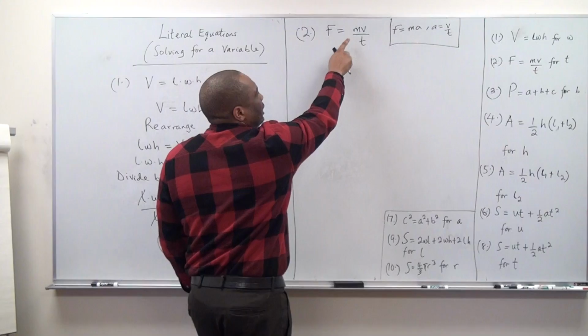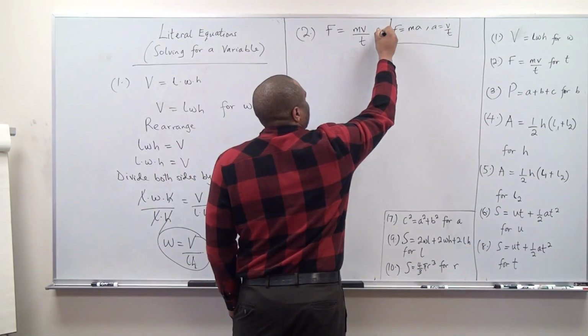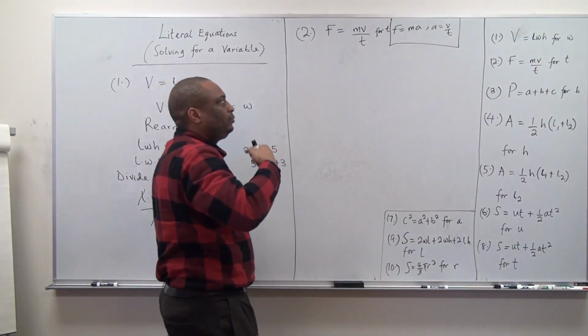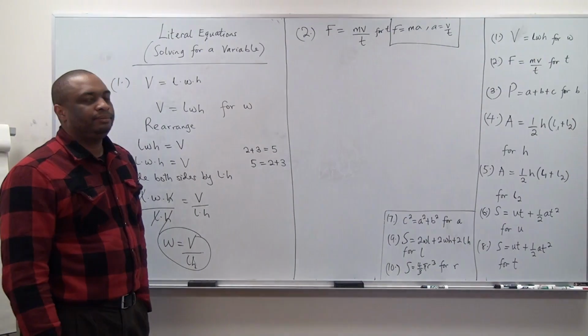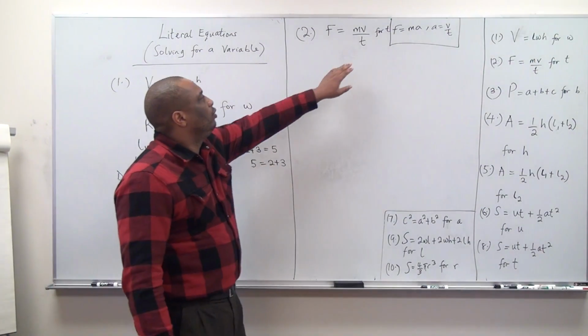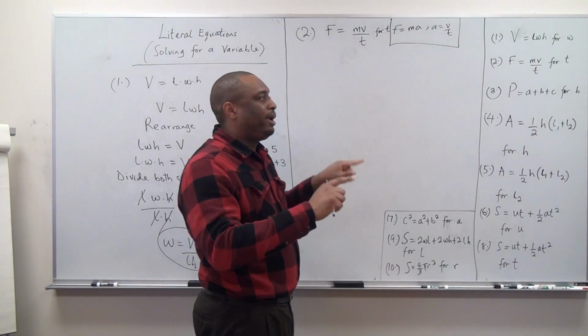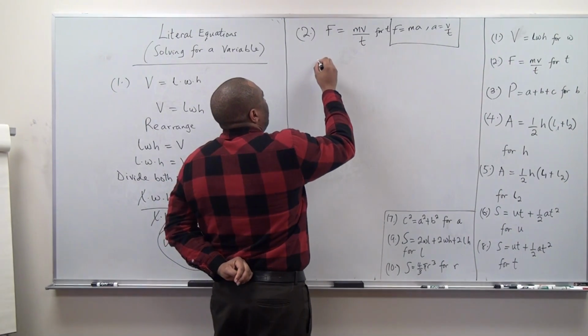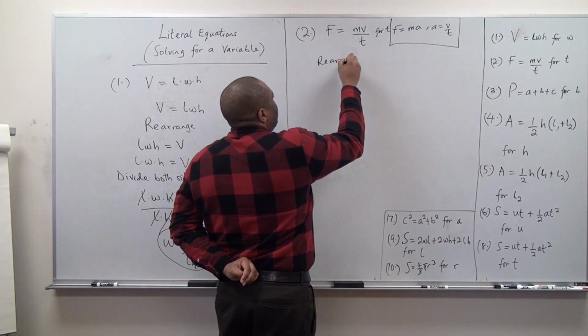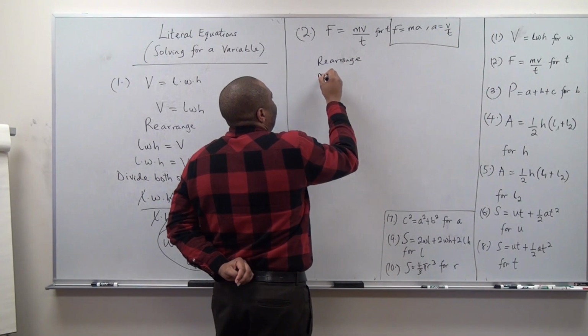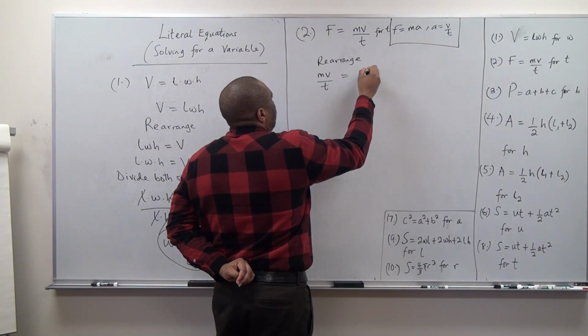We are interested in solving for t. We want to solve for t. So as usual, where is our t? It is on the right hand side. So let's rearrange. If we rearrange, we now have that our mv over t is equal to f.